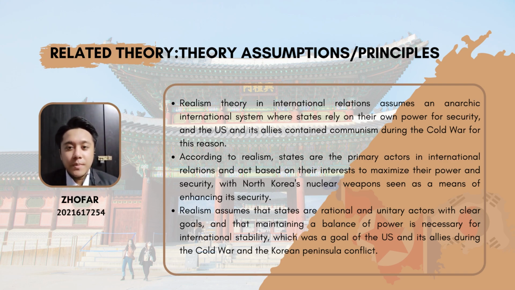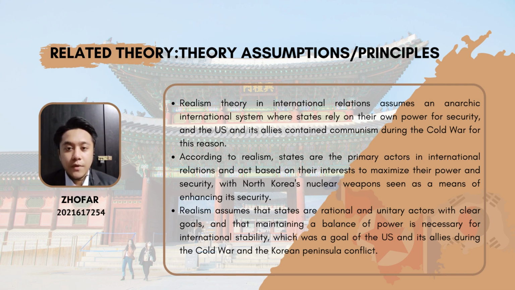International relations theory based on realism consists of several key principles and assumptions. Firstly, realism contends that the international system is anarchic, which means that there is no centralized authority governing the behavior of states. Instead, states are required to rely on their own power to ensure their security. This assumption explains why the US and its allies worked to contain communism during the Cold War, as they saw the Soviet Union as a potential threat to their own security.